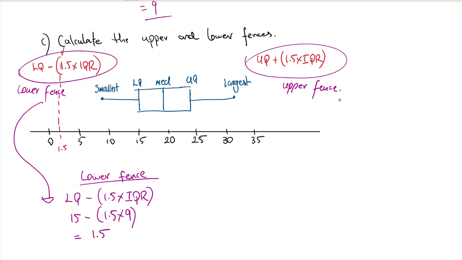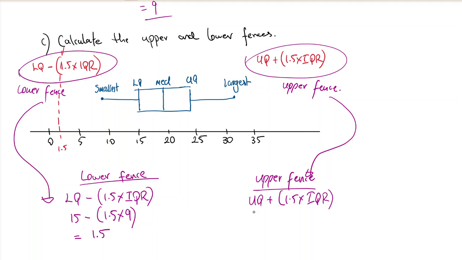We'll do something similar for the upper fence. This time we'll add the upper quartile to 1.5 times the interquartile range. So I have got my upper quartile as 24 plus 1.5 times the interquartile range, and I get 37.5 as my upper fence. So 37.5 somewhere there.